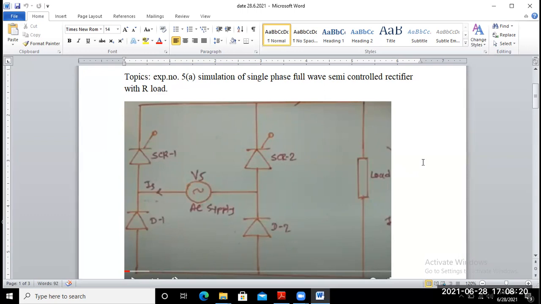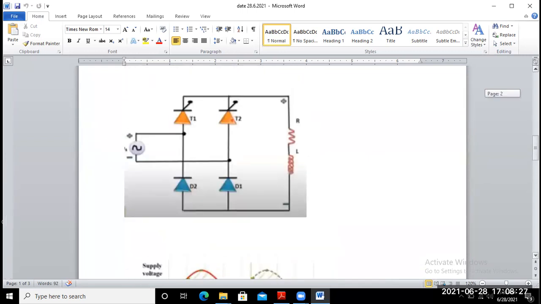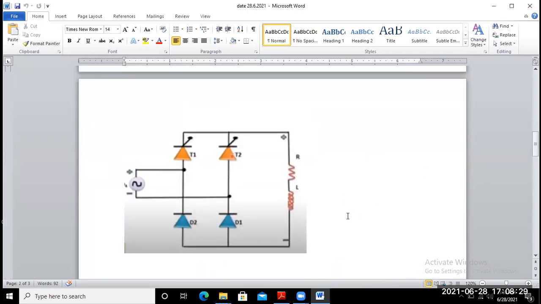Okay, so their operation may be considered here. That means one more circuit is drawn here for the different load, that means RL load. Okay, so thyristor 1, thyristor 2 and D1 and D2, whatever you may represent, show the diode position. According to that, you conduct.